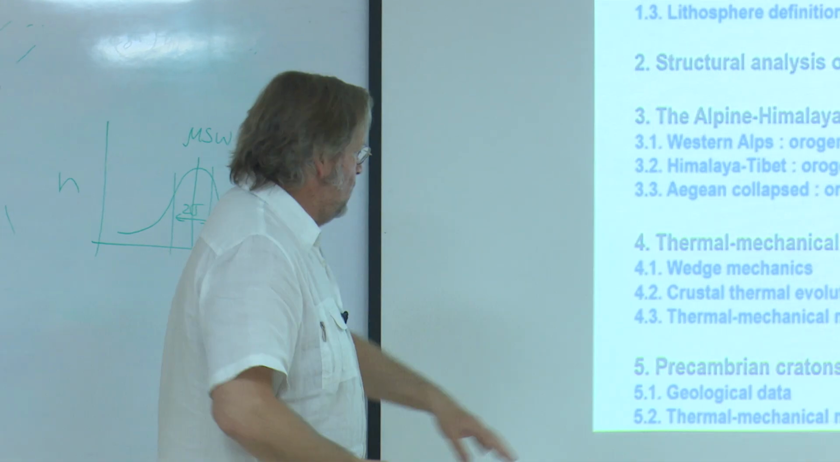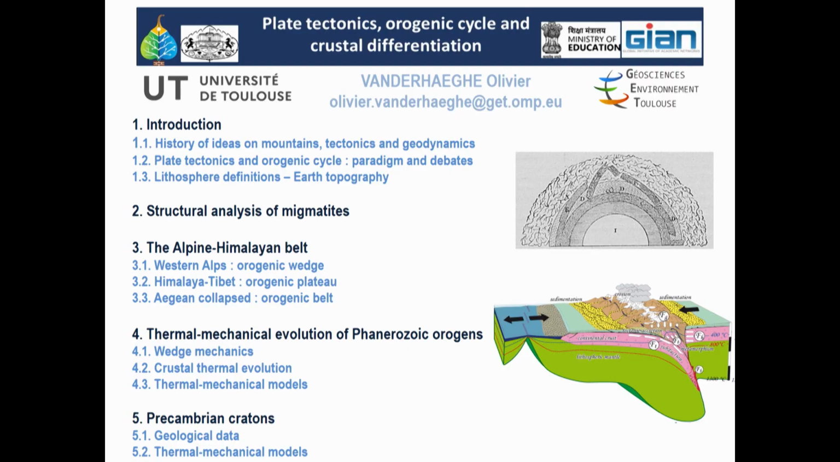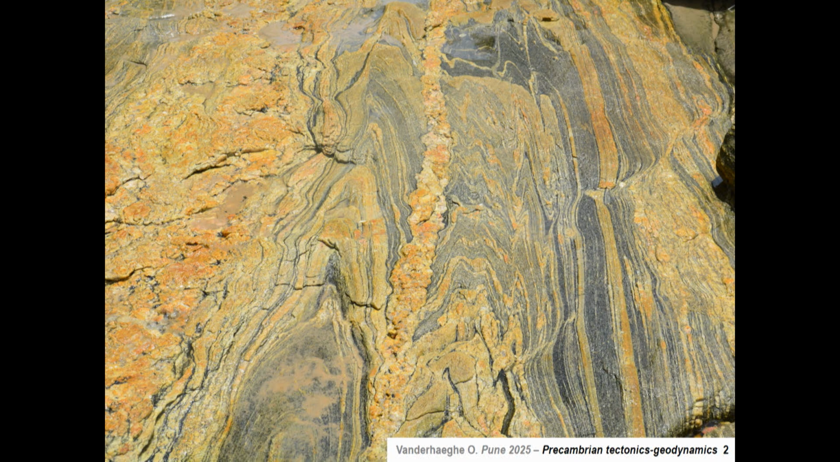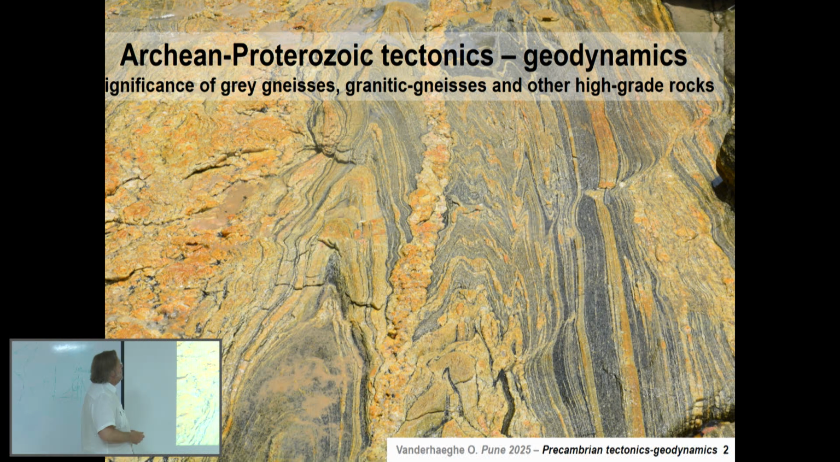Okay, so let's move to the last lecture that brings us to Precambrian cratons. I'm going to be a bit shorter than what I was expecting. Most of the rocks look like that, and I guess some of you are familiar with these rocks. They've been called grey gneisses, granitic gneisses, migmatites, and other high-grade rocks, charnockite.